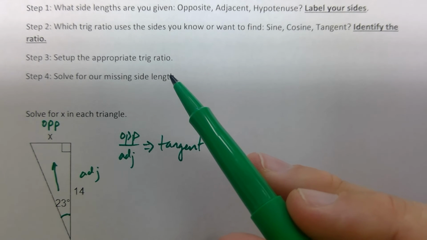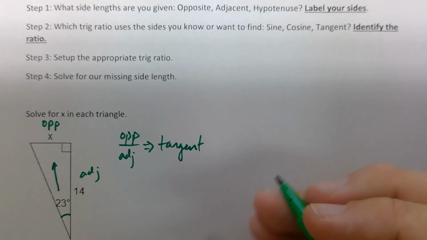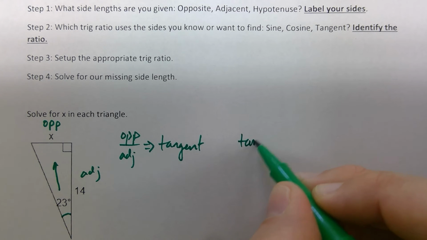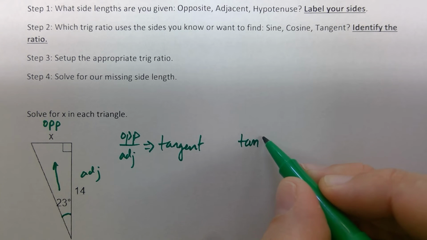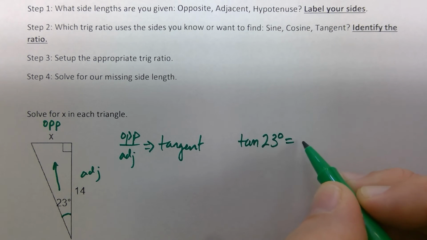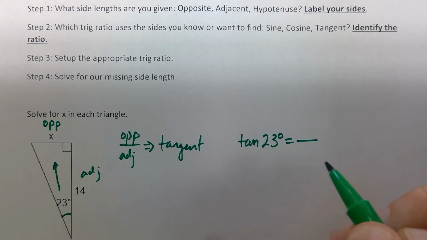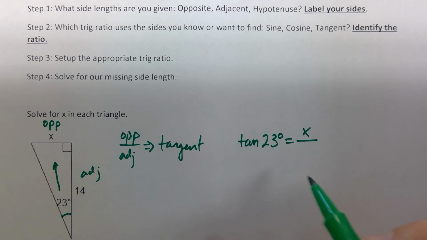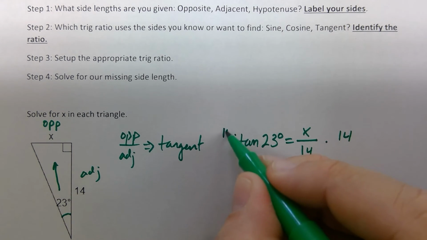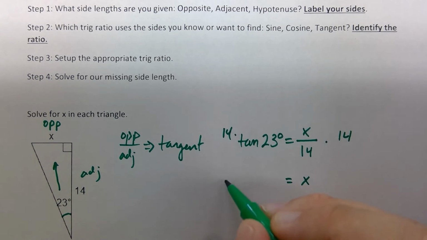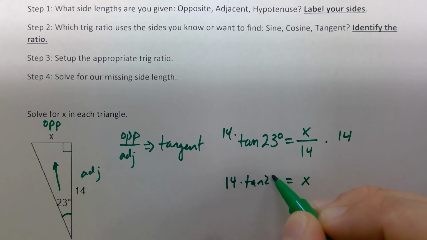Now I want to set up the appropriate trig ratio. I'm going to start with tangent, and then my angle goes with my trig function, in this case tangent 23 degrees equals, and then I set up a fraction. My opposite side we said was x, and my adjacent side is 14. I want to get x by itself, so I multiply by 14 on both sides. x equals 14 times tangent 23, and then I just go straight into the calculator.